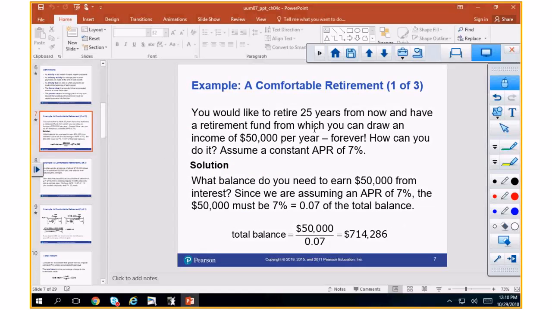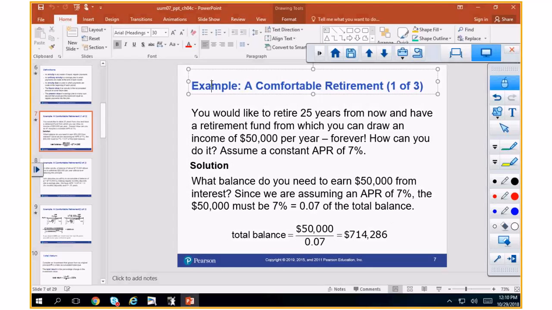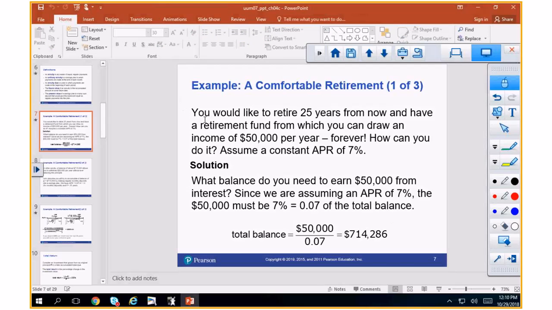You would like to retire 25 years from now and have a retirement fund which would draw an income of $500 per year forever. This is where you need to see how much payment you need. Now, make a note of this question. This is the other question. This is the question that asks you, what's the monthly payment? Okay? And write down and highlight that word forever. Forever, ever? Because that's the key word.